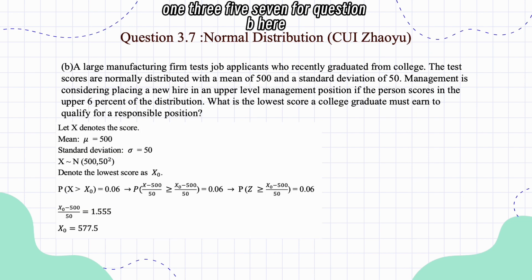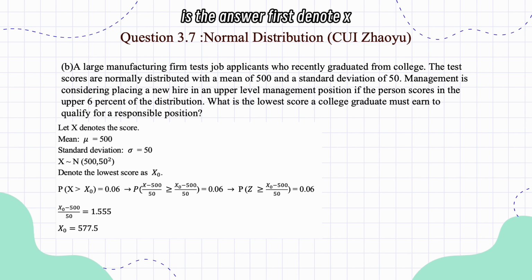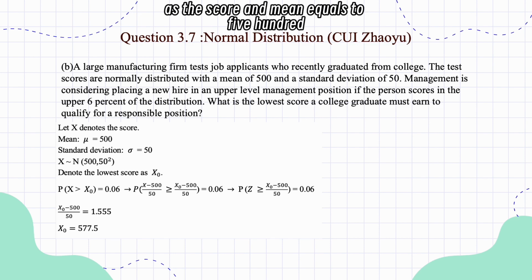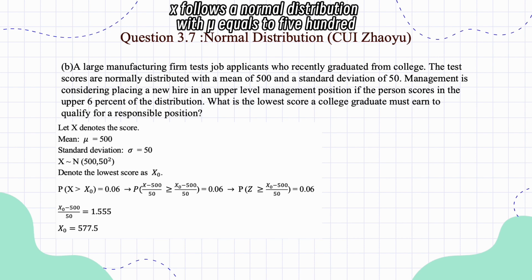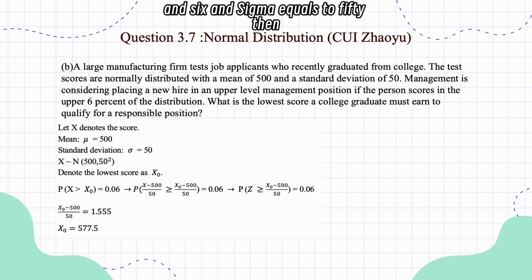For question B, here is the answer. First, denote x as the score, with mean equal to 500 and standard deviation equal to 50. So x follows a normal distribution with mu equal to 500 and sigma equal to 50.